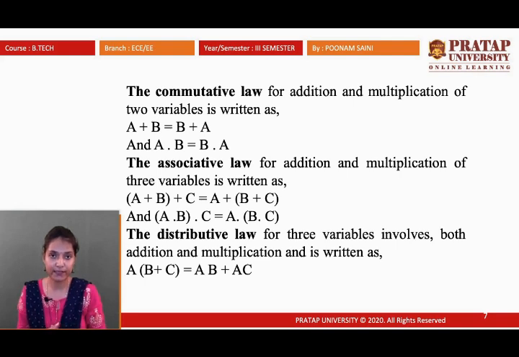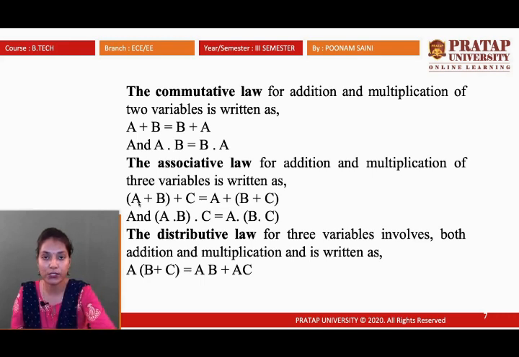So the second is the associative law. The associative law tells you that (A plus B) plus C is equal to A plus (B plus C). Let's take A is 0, B is 1, C is 1. Then A plus B is 0 plus 1, which is 1, and 1 plus 1 is 1. So LHS should be 1.